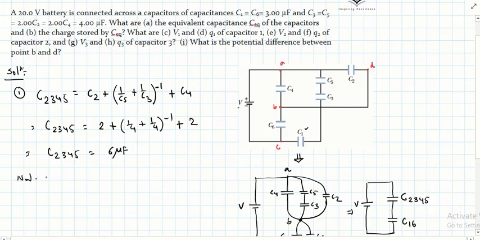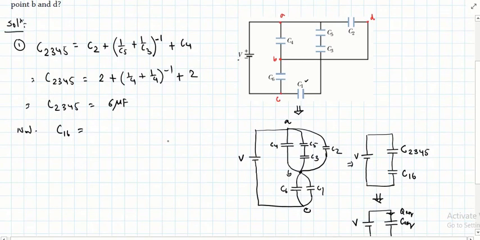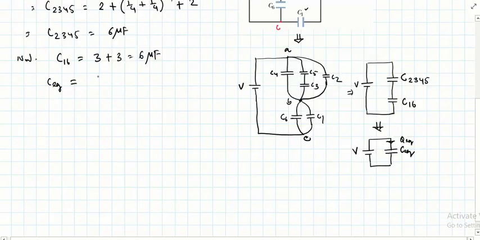Now C1 and C6, they are in parallel, so I'm going to add them together, which is 3 plus 3, going to be the 6 microfarad. Then my C equivalent would basically be C16 into C2,3,4,5 divided by C16 plus C2,3,4,5.